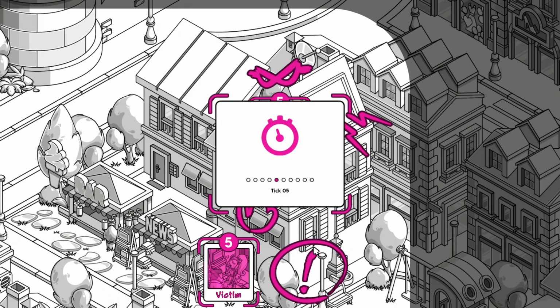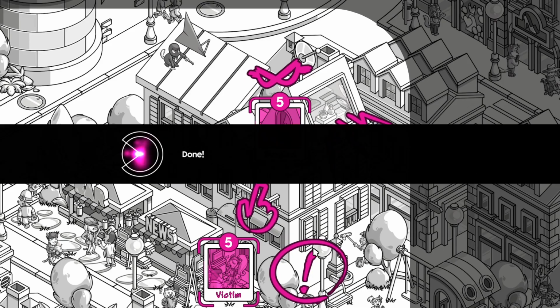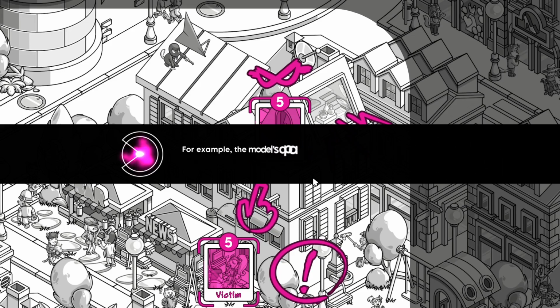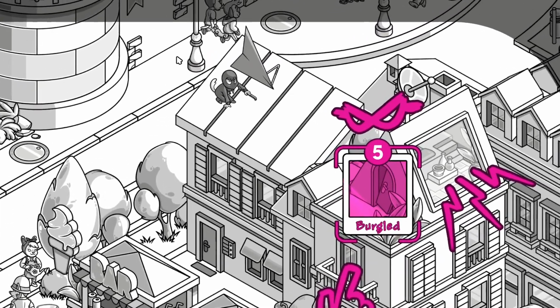Okay, let's see. Done. We are now back in time. See, the whole map has changed, moving back and forth. It's possible to observe the movements and actions of the city's inhabitants. For example, the model's apartment is still intact. The thief hasn't entered yet. Take a look. The thief is bound to be nearby. Yeah, he's right here.